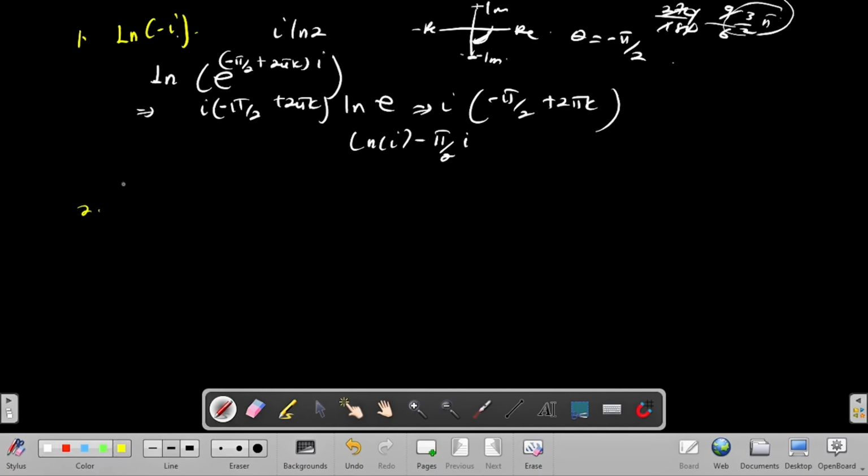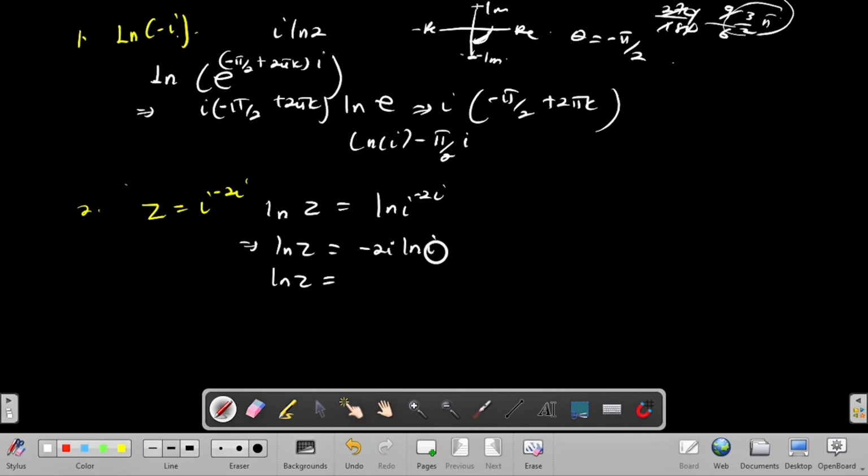Let's check this problem. Example 2. z is equal to i to the power negative 2i. What do we do? First thing, get your power down. Every time, get the power down. Okay. How do I get the power down? By taking logarithm. So ln z is equal to ln i to the power negative 2i. At this point, I'll have ln z is equal to negative 2i ln i. Okay. So now ln z is now equal to, when you take i as the argument of ln, please make sure you find the polar representation.